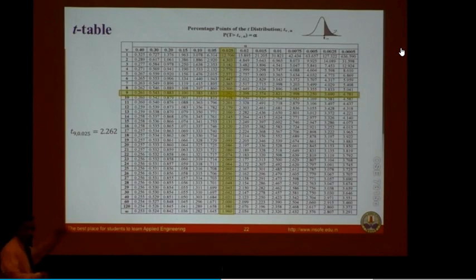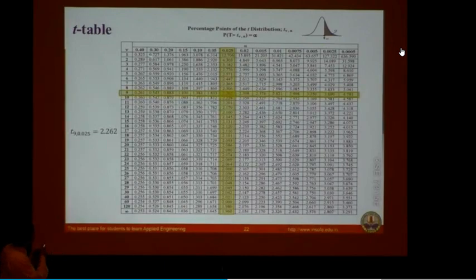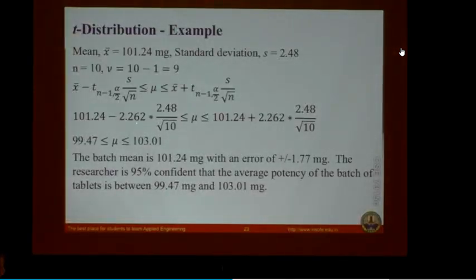Okay? So you see now what's happening. 1.96 was your z score, so these are all t scores, these are x-axis values, and then that gives the area under the curve. So 2.262 is what I use here. So the mean of the entire population for that batch of tablets that have been manufactured will be somewhere between 99.47 and 103.01, or a mean of 101.24 with a margin of error of 1.77 milligrams. That's what we have come up with.